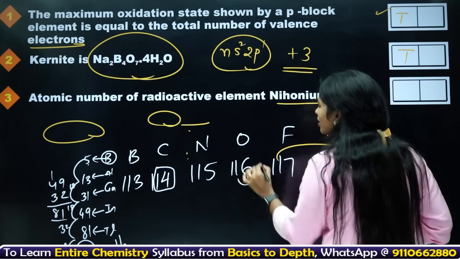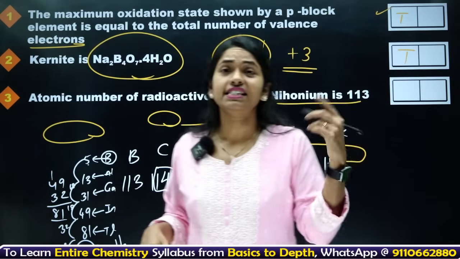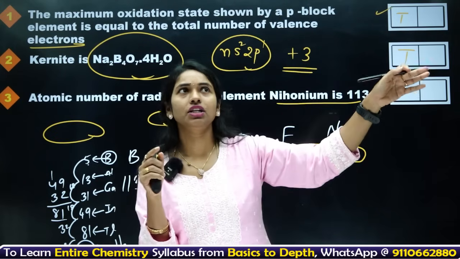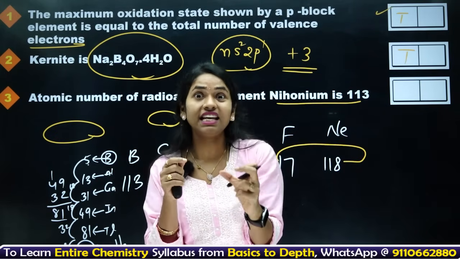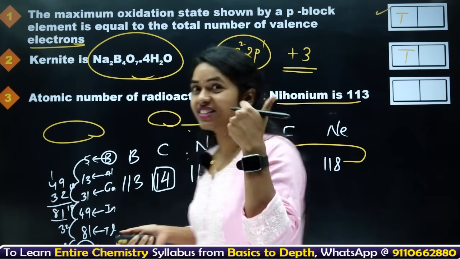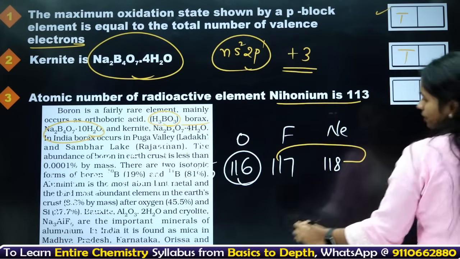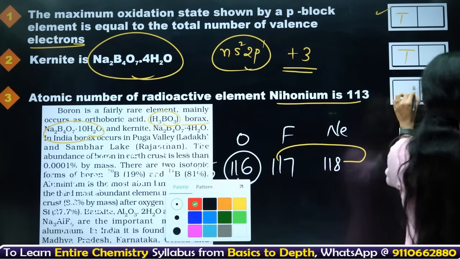Let them ask whatever. For example, they are asking 116 belongs to which family. Just remove the first number. See the last two numbers, 16th group. Directly mark your answer. You will be getting your mark easily. So this is also a true option. This is also true. Next.